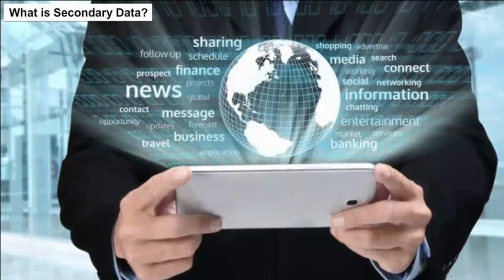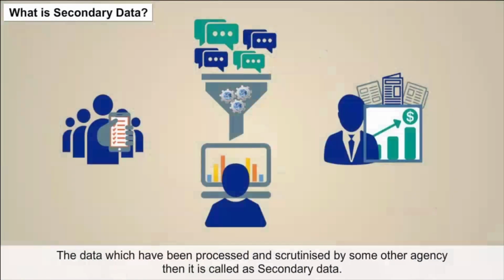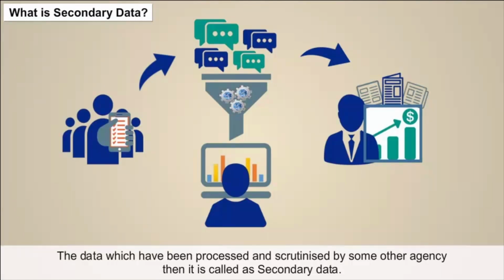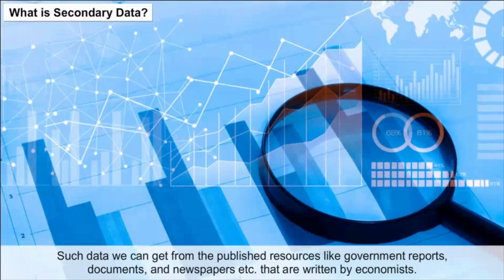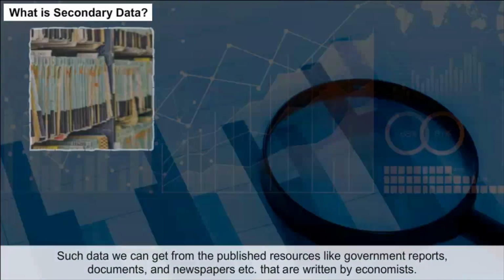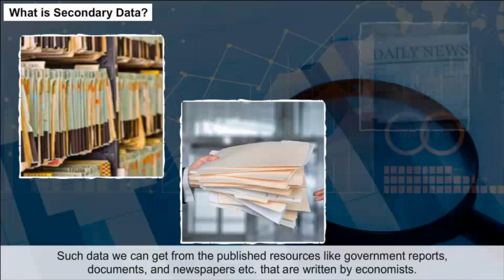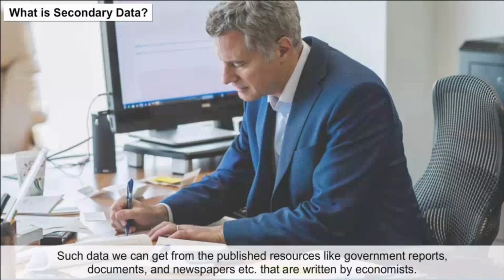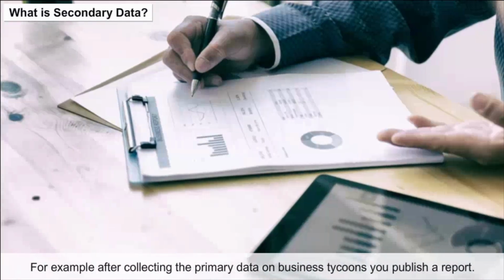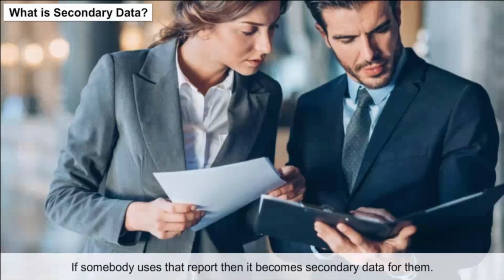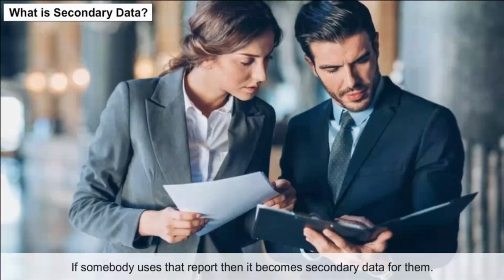What is secondary data? The data which have been processed and scrutinized by some other agency is called secondary data. Such data we can get from published sources like government reports, documents and newspapers, etc. that are written by economists. For example, after collecting the primary data on business tycoons, you publish a report. If somebody uses that report, then it becomes secondary data for them.